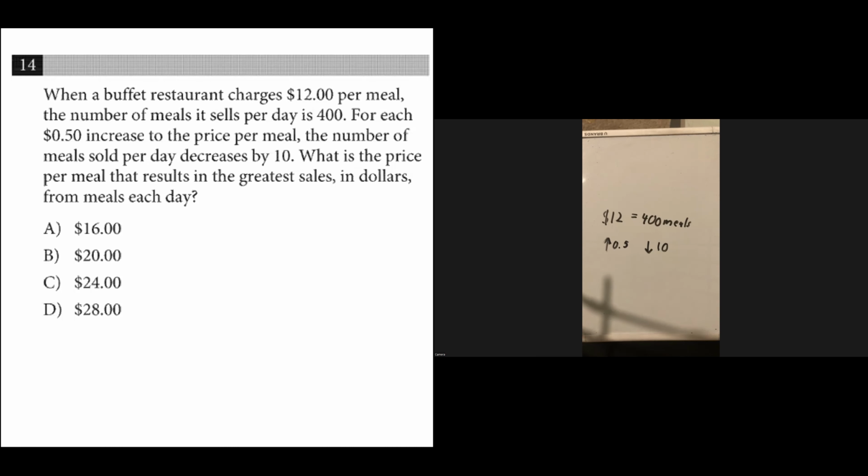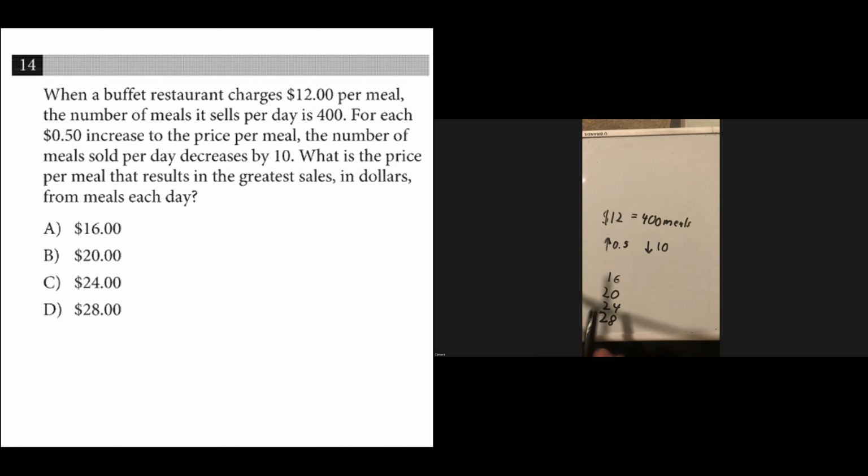Okay, so for this one, we're told that a restaurant charges $12 per meal, and the number of meals it sells is 400. Every time they increase the price by 0.5, the number of meals sold goes down by 10. How can they maximize profits, basically, is what it's asking. You could try solving this, but the best way to do it is to use the answers. So we have A is 16, B is 20, C is 24, and D is 28. Now, I would not recommend this method if you're not given a calculator, but since we are given a calculator, this method is much easier.